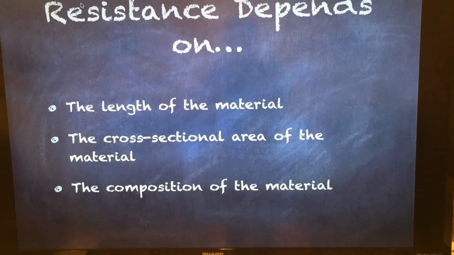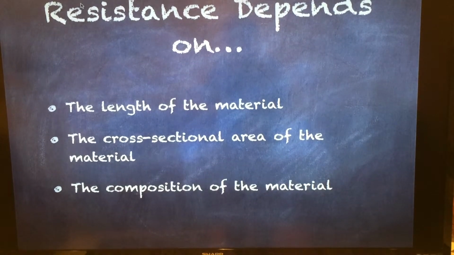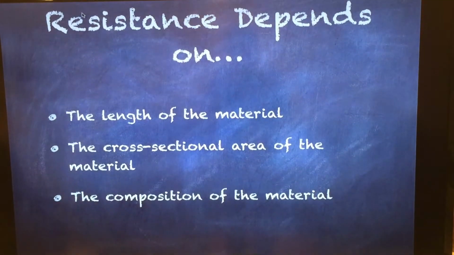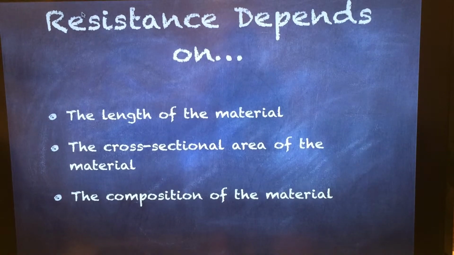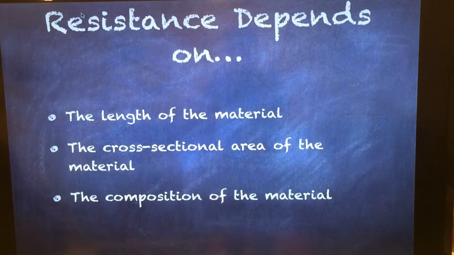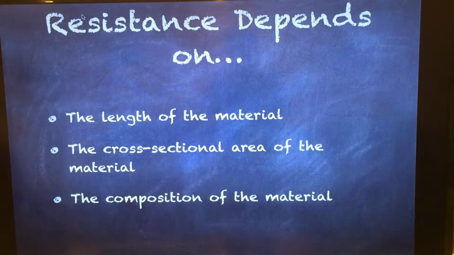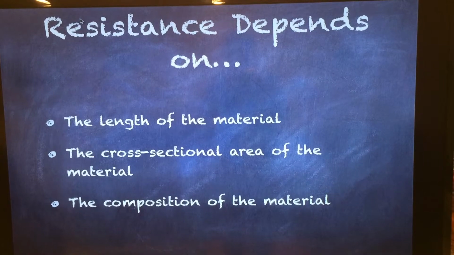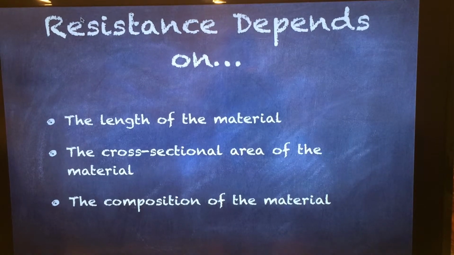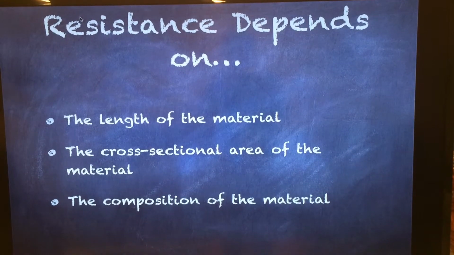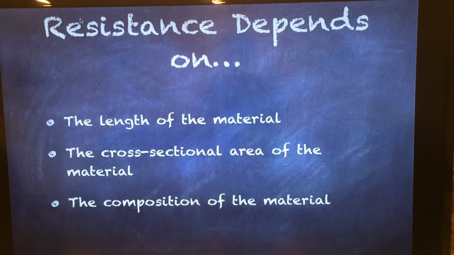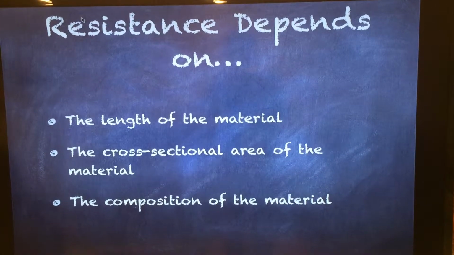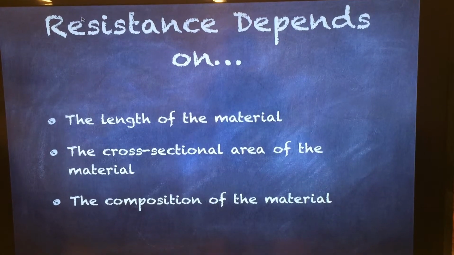Resistance depends on three main factors. The first one is the length of the material. Think about having a long pipe. If the pipe is extremely long, it's going to be harder for water to flow through it and come out the other end. Next, you have the cross-sectional area of the material. This means that obviously more water can flow through a wider pipe compared to one that is thinner and smaller. And lastly, you have the composition of the material.